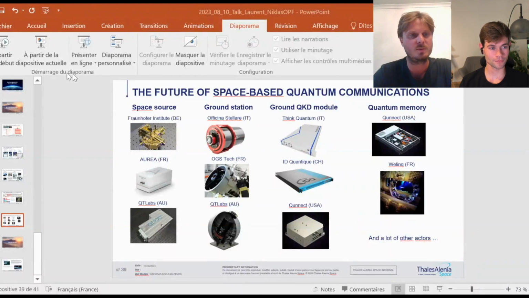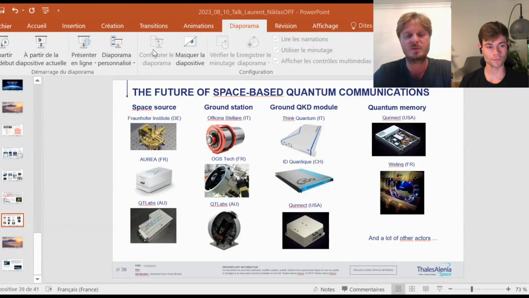The Fraunhofer Institute has already developed a source, a bulk source, and Aurea has started to develop one. Aurea is a company in France with whom we are working on TQuants, and we are developing a space source, a space entangled photon source. And there is also QT Labs. So there are many companies now actively involved in the development of these building blocks.